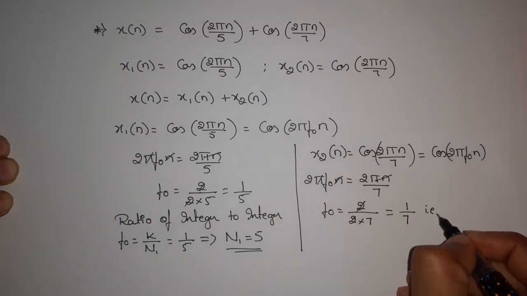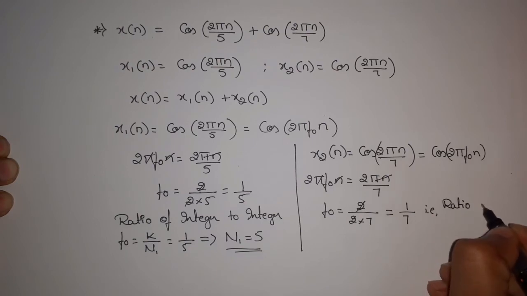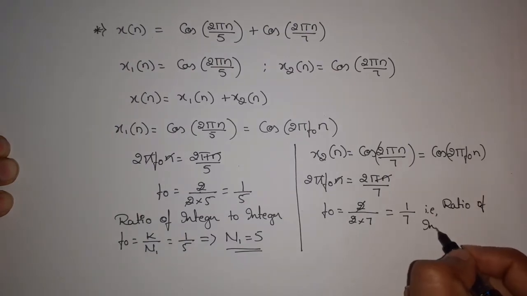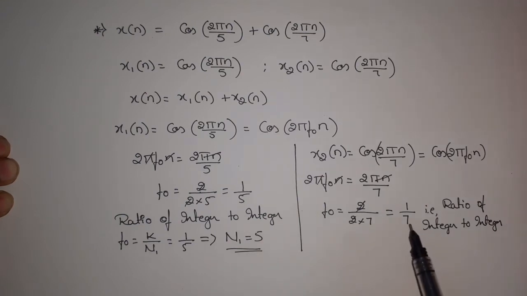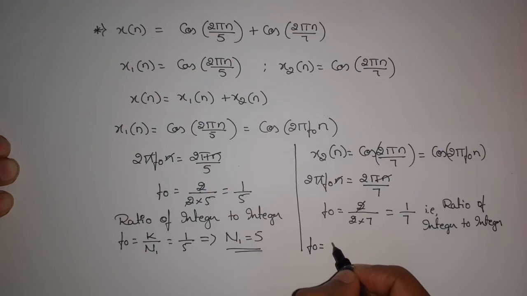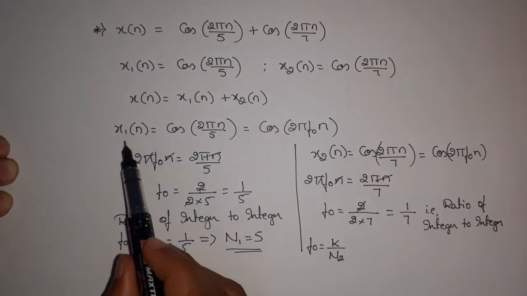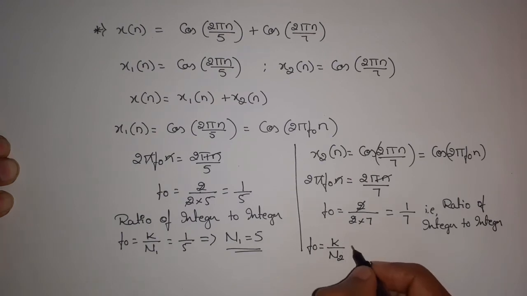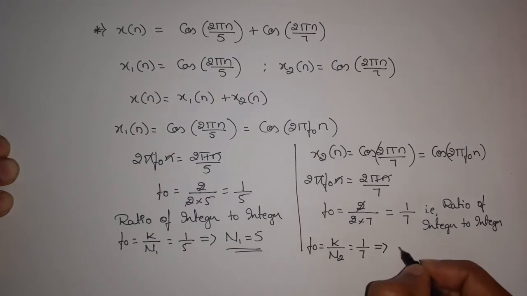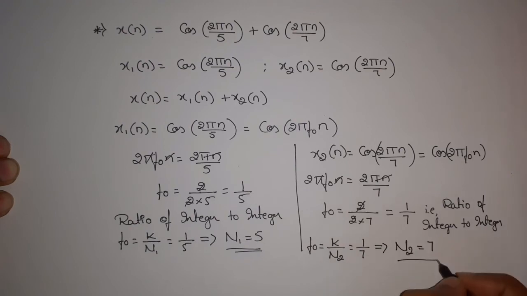That is a ratio of integer to integer. Hence, the second signal is also periodic with f naught is equal to 1 by 7. To find the fundamental period, f naught is equal to k by n2. Remember, n1 is with respect to x1 of n and n2 is with respect to x2 of n. F naught is equal to k by n2, which is equal to 1 by 7, which leads to n2 is equal to 7.